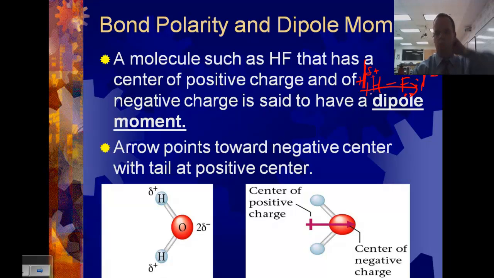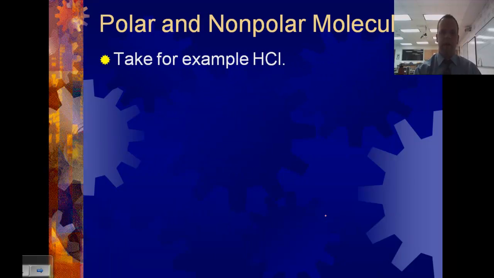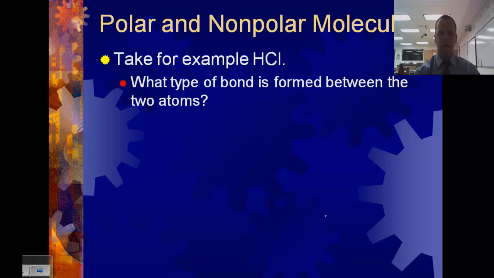You can see here on water down at the bottom, water has two hydrogen-oxygen bonds. Oxygen is more electronegative than hydrogen, so oxygen gets two delta minuses. Each hydrogen gets a delta plus. So we have a positive side and a negative side to this molecule. So we can draw our arrow showing the dipole that's created. These are known as polar molecules. Now let's take some more examples.